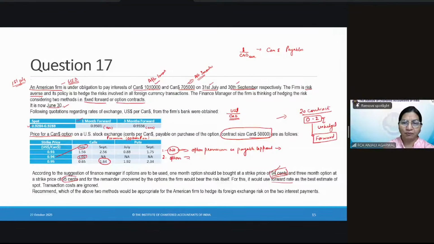Option premium will not be on 10 lakh 10,000. It will be only on the number of option contracts you have taken, 10 lakh and 7 lakh. And one more aspect you have to take care of in option premium. Which currency are you making the payment in?